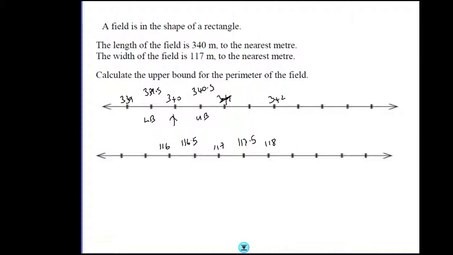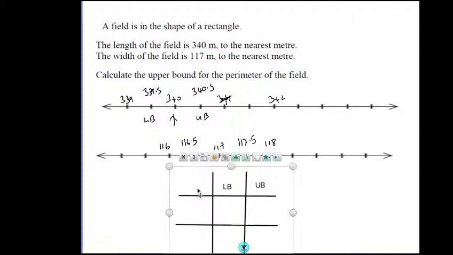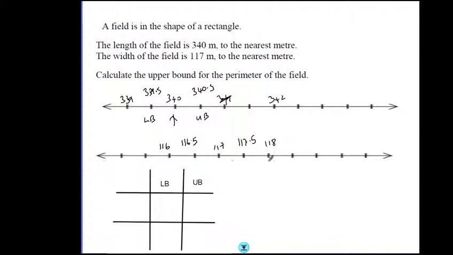So a good idea is to do a little table, and I've got one done here already, and what we're doing is we've got the length and we've got the width. So let's just write down all the values that we've just talked about. So for the length, which is the first thing, the lower bound was this number here, 339.5, and the upper bound is 340.5. The width, the lower bound, is 116.5, and the upper bound is 117.5.